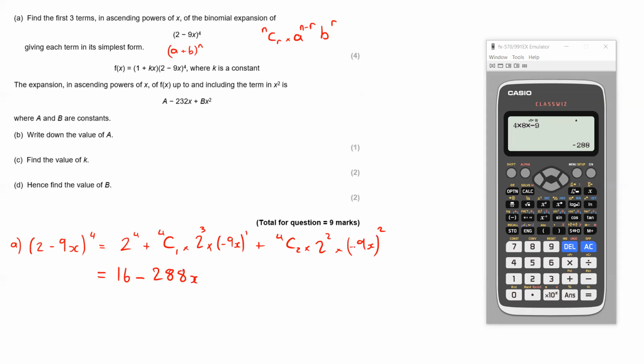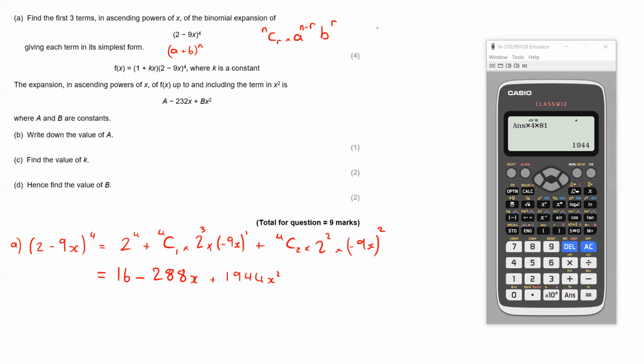And the next one, I've got minus 9 squared, which is 81. 81 times by 4, and then 4 choose 2, I think is 6. But again, it's best just to double check. Yeah. So I've got 6 times 4 times 81. That minus is going to cancel out when I square. So it's 1,944. And that's x squared. So that's my first little bit of this question.